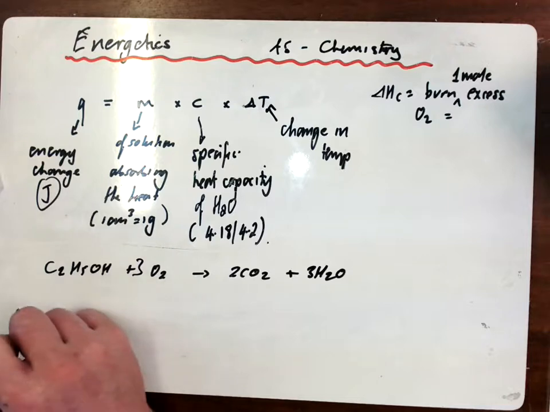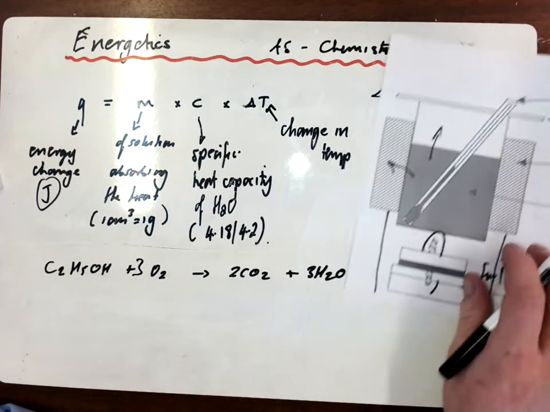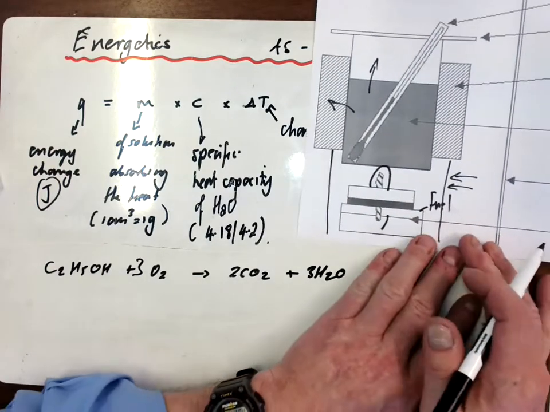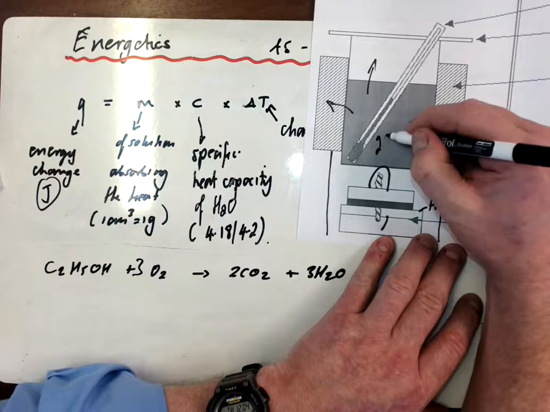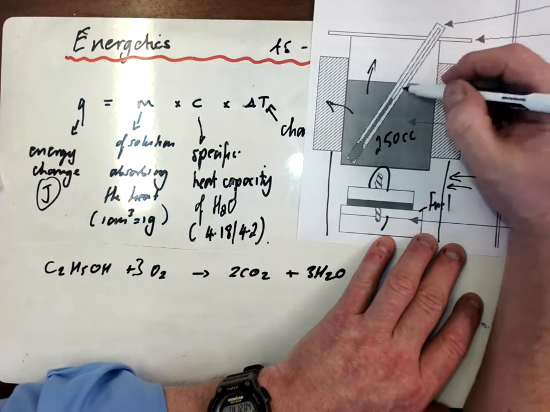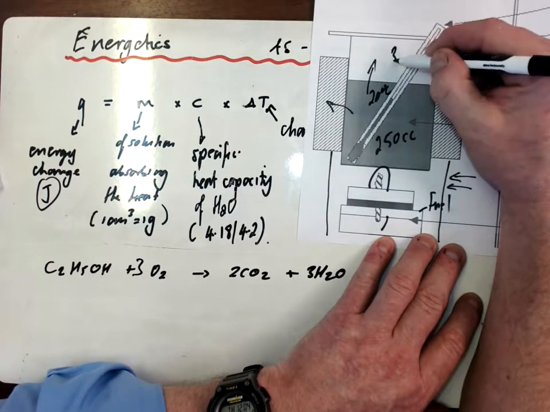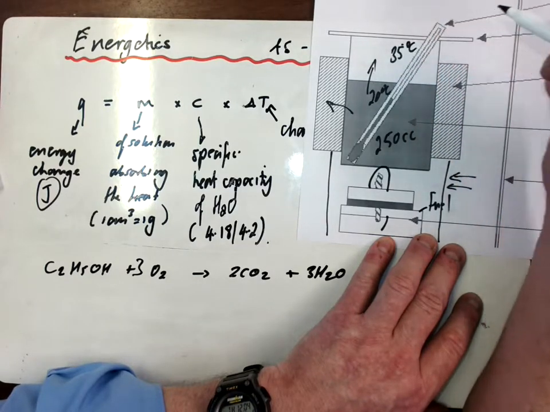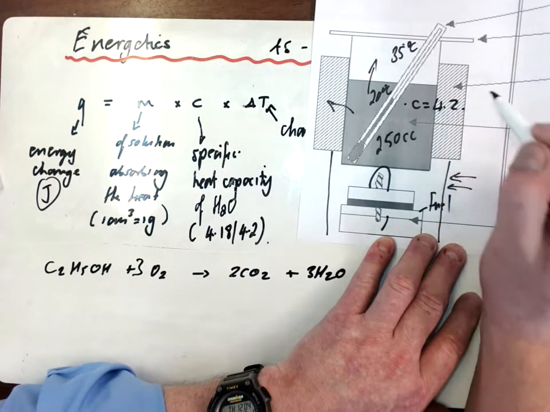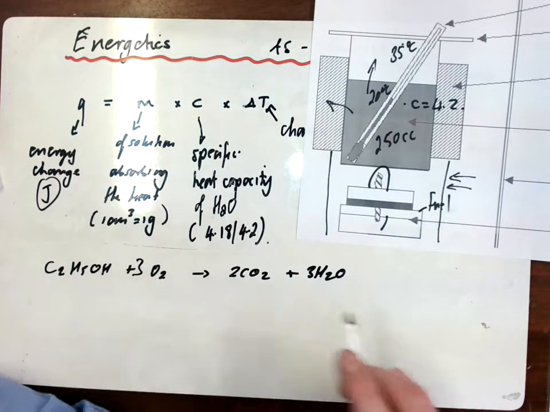So let's say we started with our little spirit burner and our water up here. I'll try and keep this on the board. So let's say we had 250 cubic centimeters of water there. Let's say our temperature went from 20 degrees Celsius to 35 degrees Celsius, and our water has a specific heat capacity of 4.2. So we'll use those values to work out Q as well.